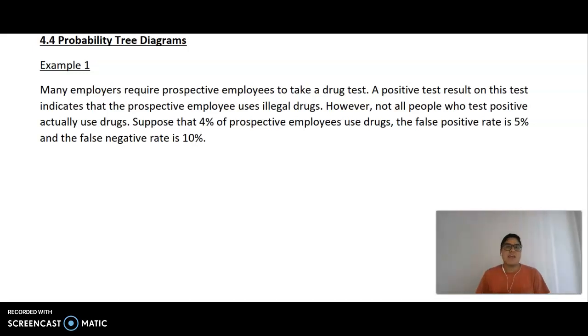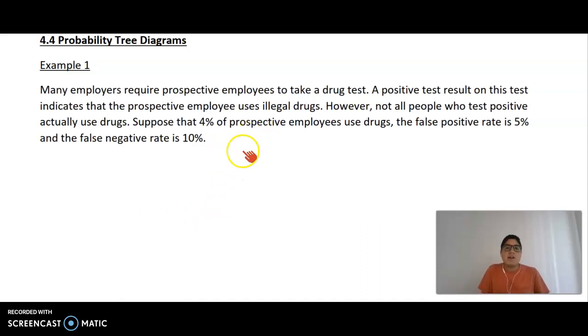All right, so now let's take a look at a probability tree diagram question. And this is just really spicy conditional probability, but in the same way that the rules of probability come from our two-way table, our conditional probability rules come from probability tree diagrams. So let's take a look here.